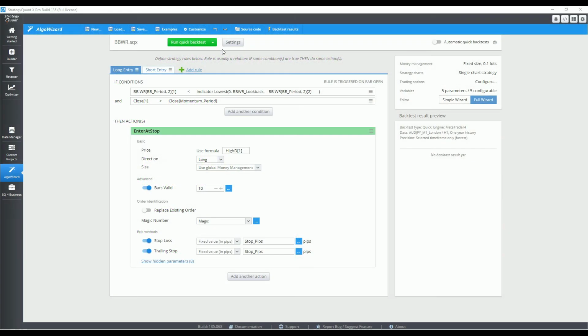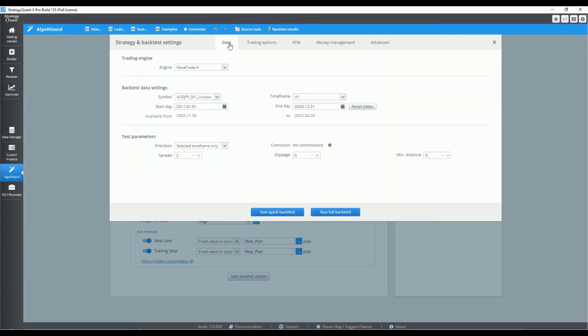Let's hop over to AlgoWizard. Here are the entry conditions. Note that there are 2 different look-back periods in use for the BBWR condition. BB period is the look-back period for the BBWR itself, which is set to 30. BBWR look-back is the period used to determine the minimum BBWR value, which is 60. Stop entries and trade management are programmed as follows.